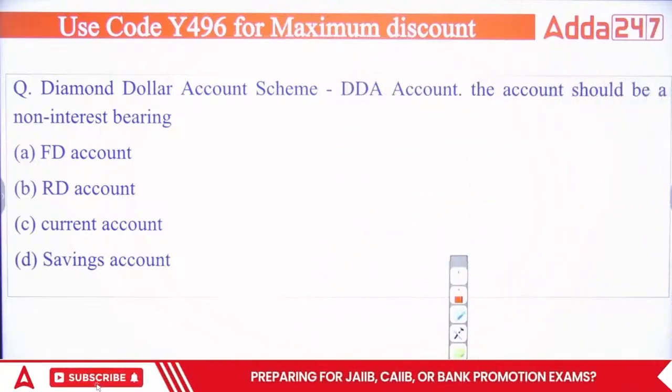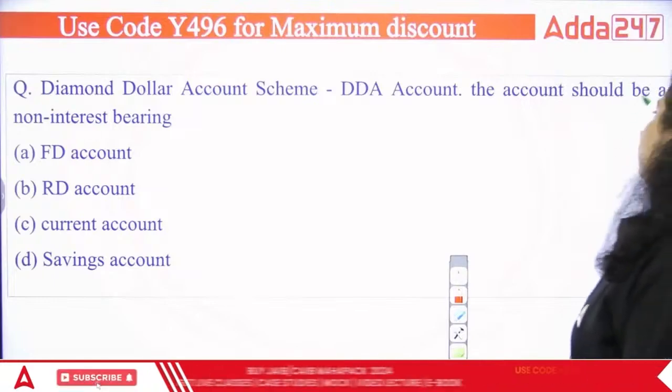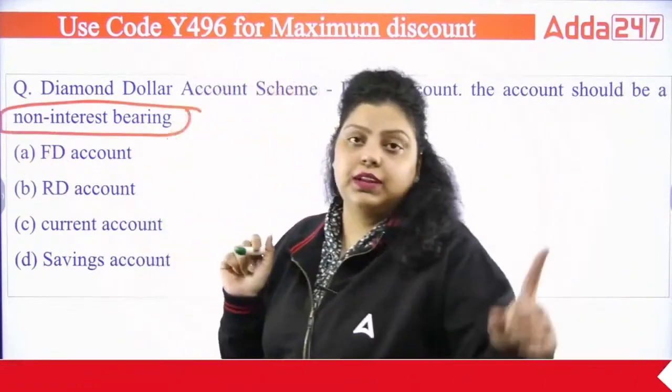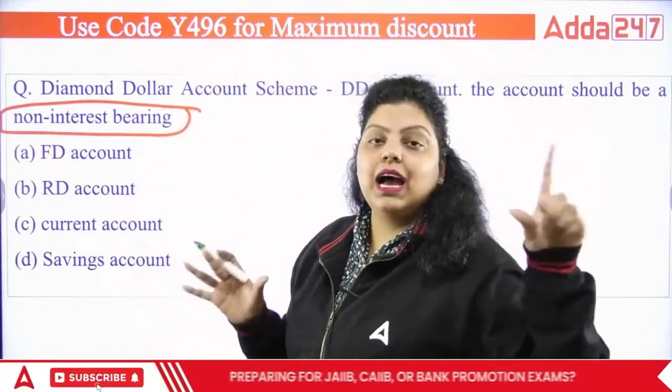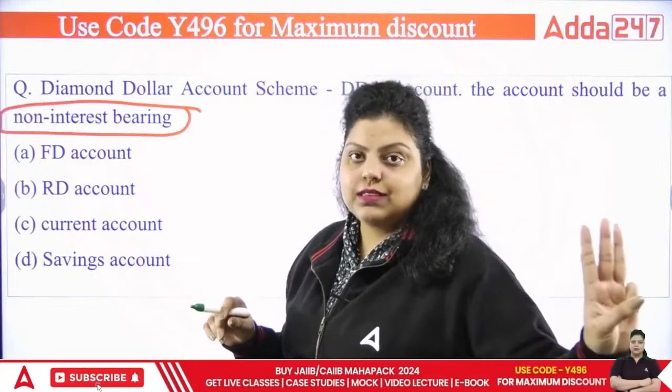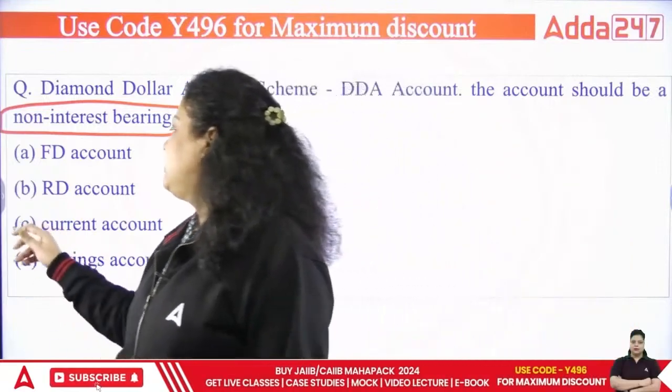So for the Diamond Dollar account you have to open, it says it should be non-interest bearing. What type of account? FD has an interest payment situation. RD also pays the interest. Savings account also pays the interest. So the right answer will be C.